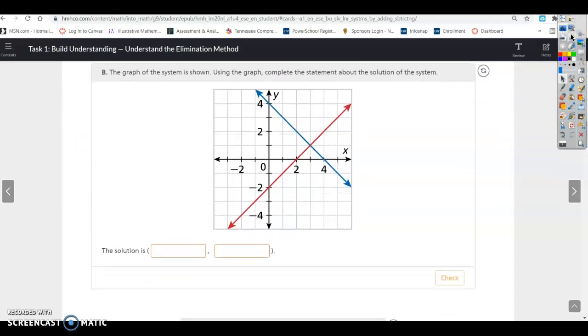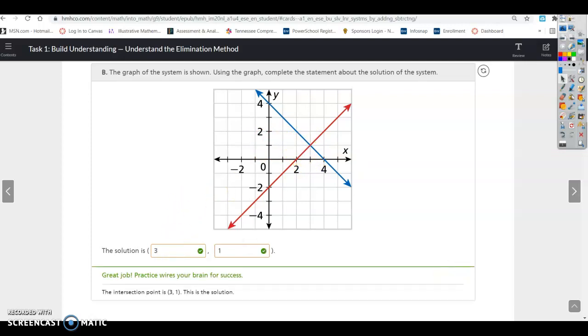Alright, the graph of the system is shown. Using the graph, complete the statement about the solution of the system. The solution is, okay, so we know the solution is the intersection point. So we know it's going to be 3, 1. You always do x first, and then y. 3, 1.